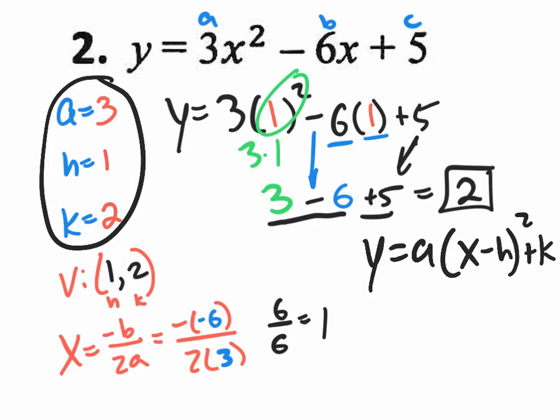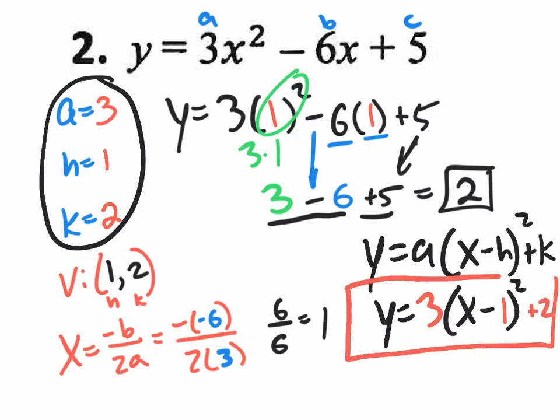So let's do that. It's going to be y equals what? 3, open parenthesis, x minus 1, close parenthesis, squared plus k. What's k? 2. Plus 2. And we're done. That's your vertex form equation.